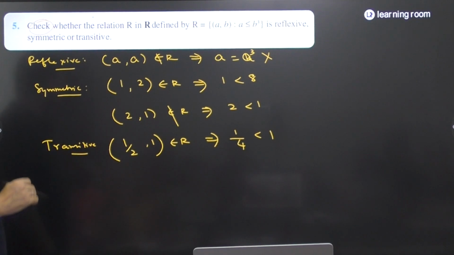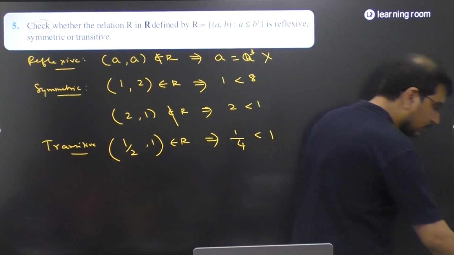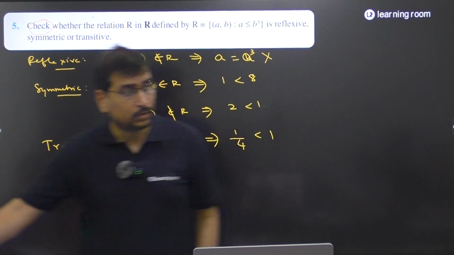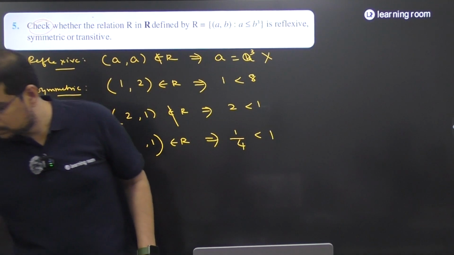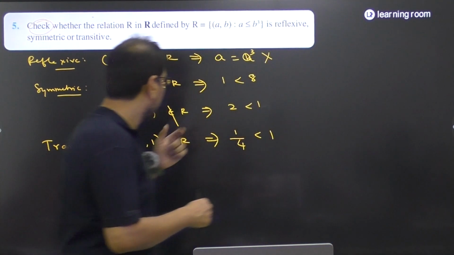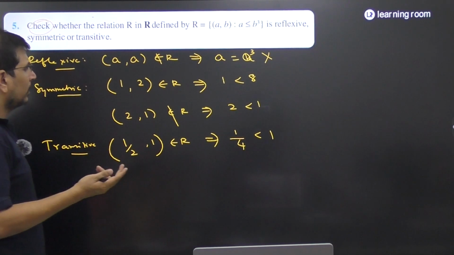Equal to it. Okay, so I do only the equal to condition. So (A, A) belongs to R. Yeah, we can say that, correct.